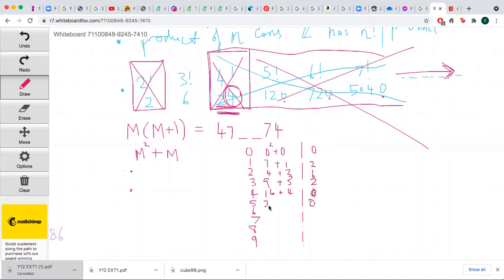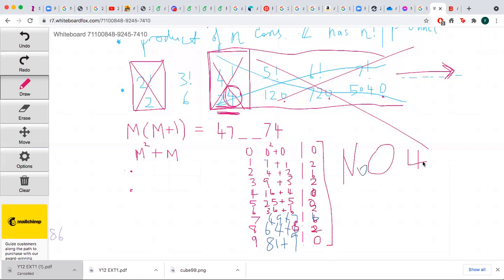Cool. Someone can help me fill this out. 25 plus 5. Thanks, guys. This is very productive. So there's a 2 here. 6, 2. Great. Okay. Can anyone see any 4s? No. No 4s. Great. Okay, so let's recap on the method here.